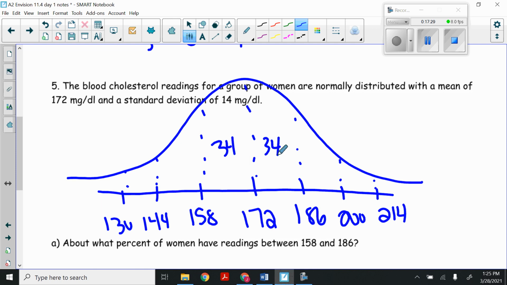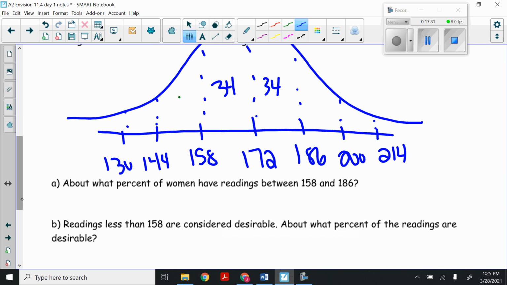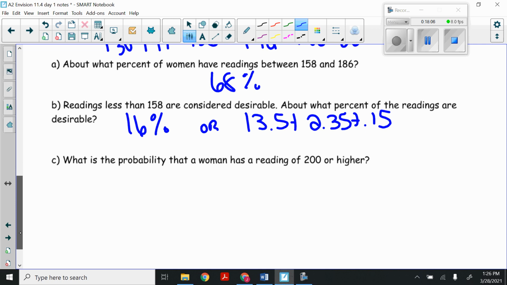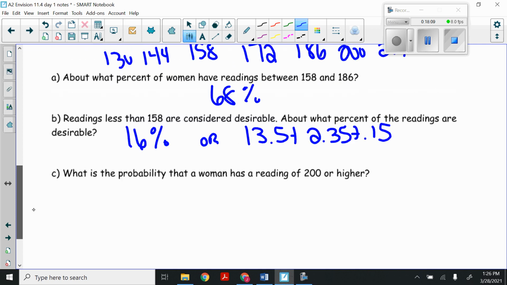Right, so now we're going to use that to answer these questions. What percent of women have readings between 158 and 186? Again, those are within 1 standard deviation above or below, so that's always 68%. B, readings less than 158 are considered desirable. About what percent of the readings are desirable? Again, that's from here down. We have that memorized as 16%, or until you get that memorized, you just add up those areas: 13.5 plus 2.35 plus 0.15.